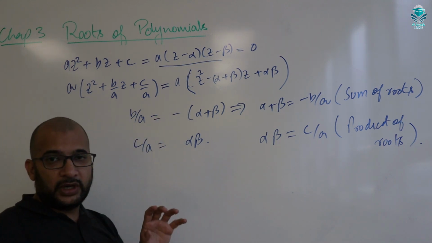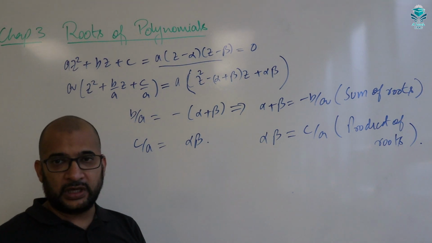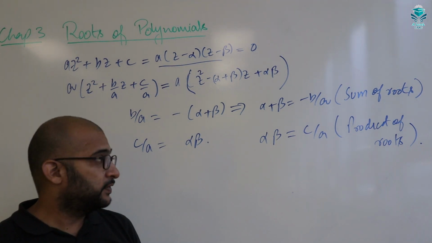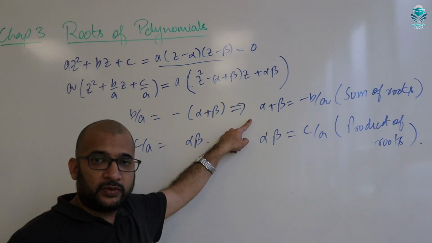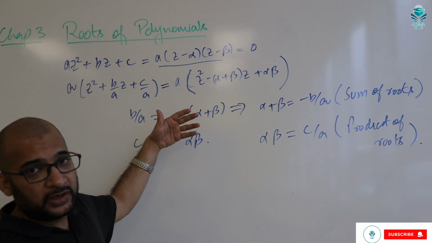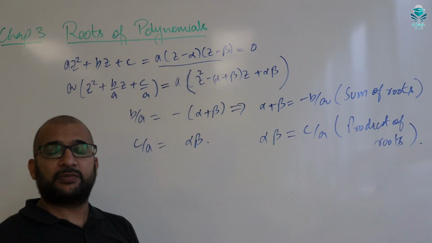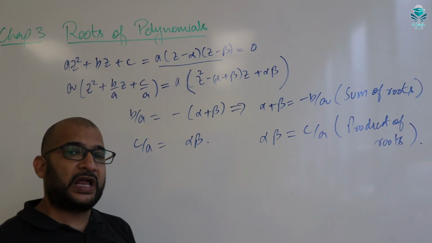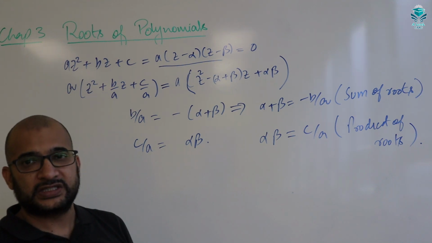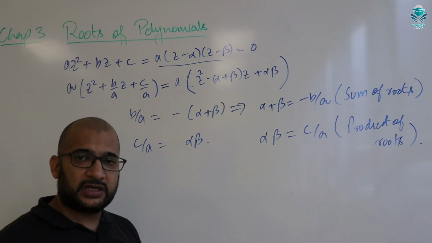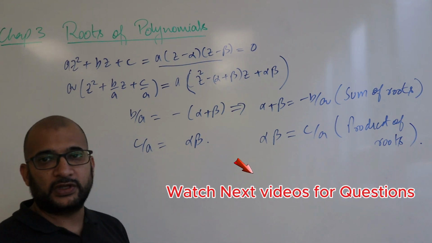So it means if you have a polynomial and one of the roots, then you can find the other root. And if you have a polynomial with the roots alpha and beta, and you have to find another polynomial with roots in terms of alpha and beta, then you can find such polynomials. For this explanation, we solve some of the questions.